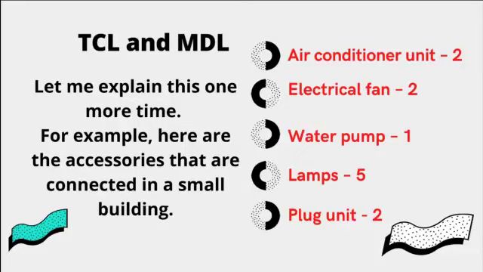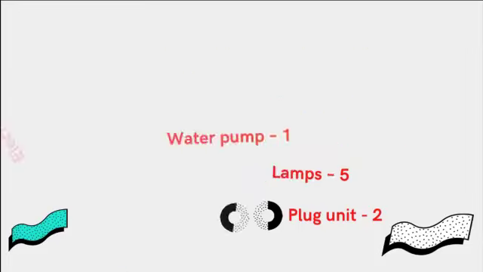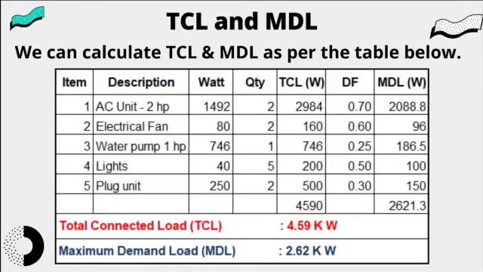Let me explain this one more time. For example, here are the accessories that are connected in a small building. Air conditioner unit, 2. Electrical fan, 2. Water pump, 1. Lamps, 5. Plug unit, 2. We can calculate the MDL as per the table below. Let us analyze the table given here.